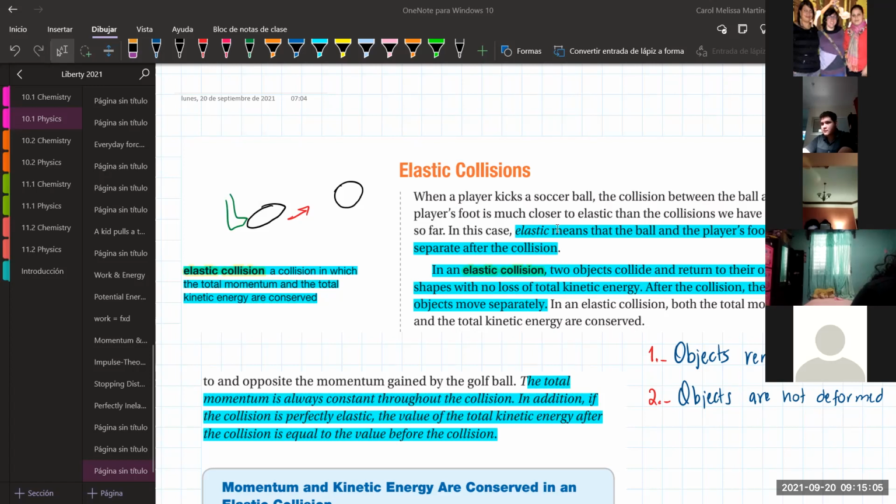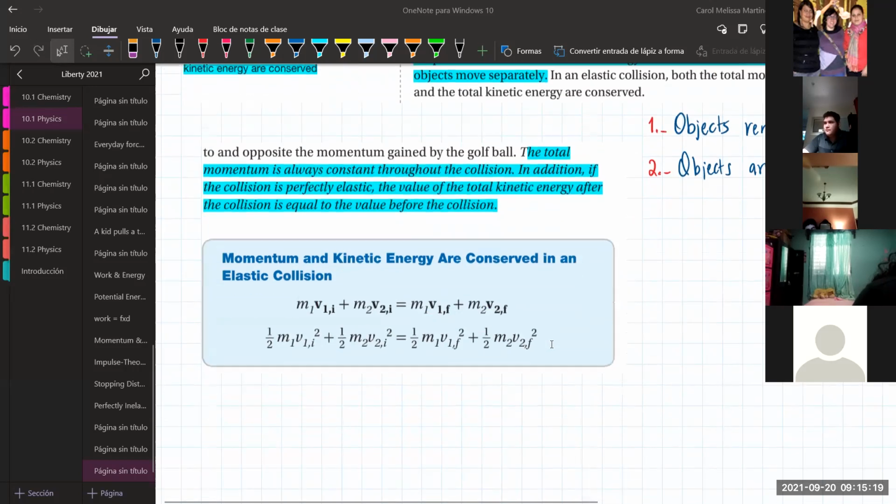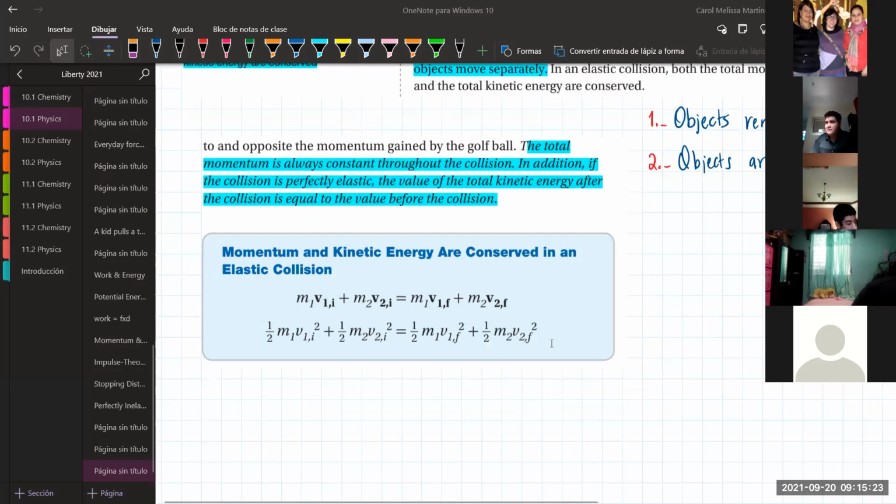Now, this is the definition of elastic collision: a collision in which the total momentum and the total kinetic energy are conserved. So if I ask you what is conserved in an elastic collision, you will say momentum and kinetic energy. And this is how you express the elastic collision: conservation of momentum, that means initial momentum equals final momentum, and conservation of kinetic energy, initial kinetic energy equals final kinetic energy. So we're going to have two expressions, one for momentum and one for kinetic energy. But we're going to discuss it in the class tomorrow, okay?